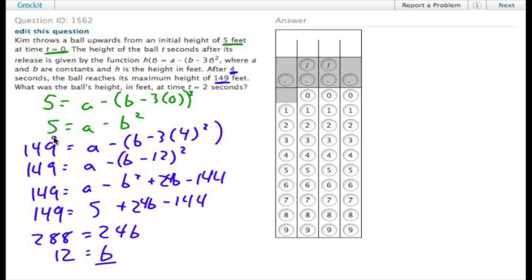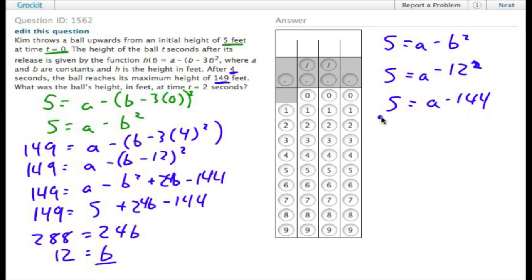But if we go back to here, 5 is equal to a minus b squared, if you plug that in again, 5 is equal to a minus 12 squared, right there. That's 5 is equal to a minus 144. So add 144 to each side, that's 149 is equal to a. So now we have the values of a and b.